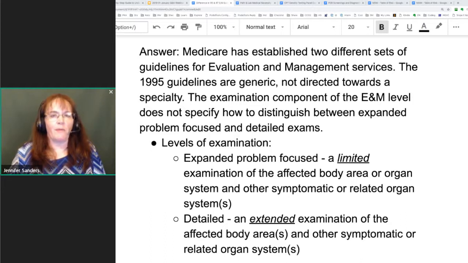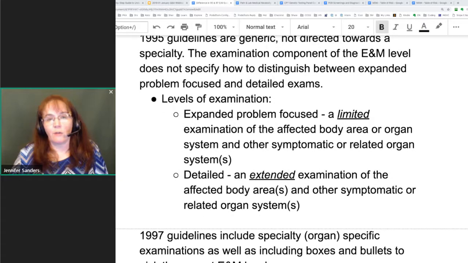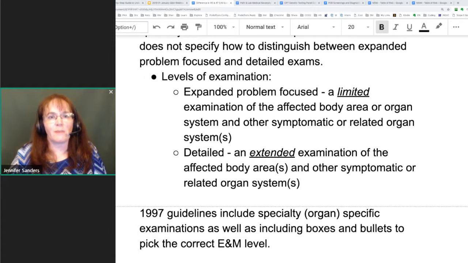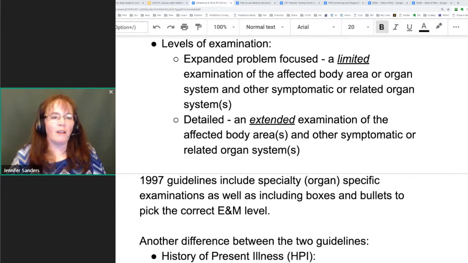The expanded problem focused said a limited examination of the affected body area or organ system and other symptomatic or related organ systems, whereas a detailed was an extended exam of the exact same thing. So what's the difference between a limited and extended? A lot of people were having problems, say, in cardiology or neurology, some other kind of specialties, because they couldn't really get all of these other body areas or organ systems because they're mainly dealing with one.